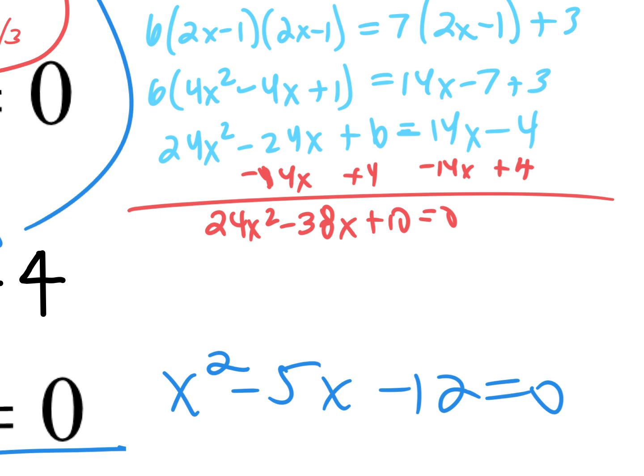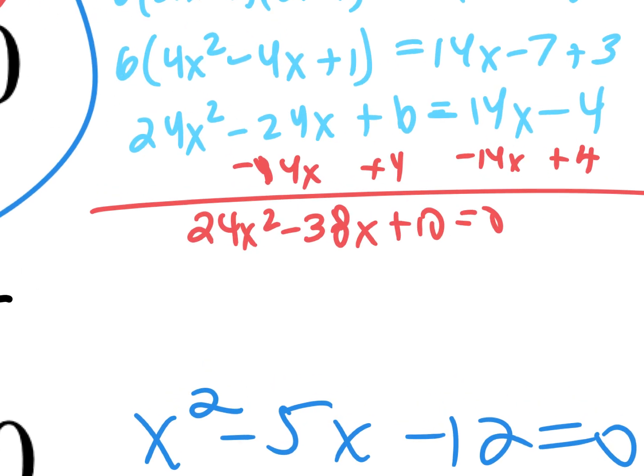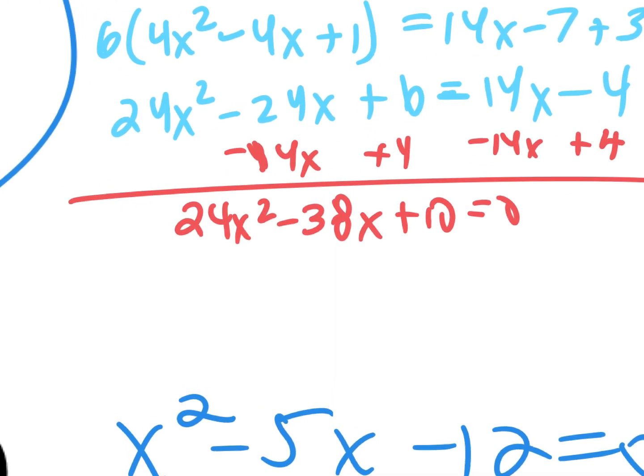All right, so if we're going to try and factor this, before you multiply 24 times 10 and get 240, what do you notice you can take out? I can take out a 2. All right, when I take out a 2, my numbers become a little more manageable. I have 12x squared minus, what's 38 divided by 2? 19. And then plus 5 equals 0.